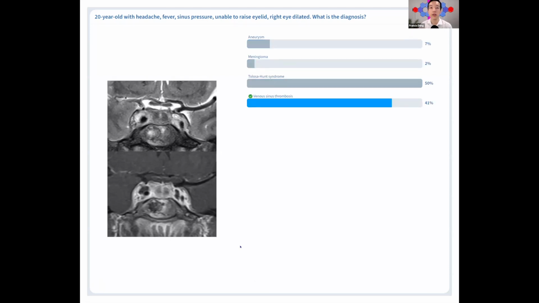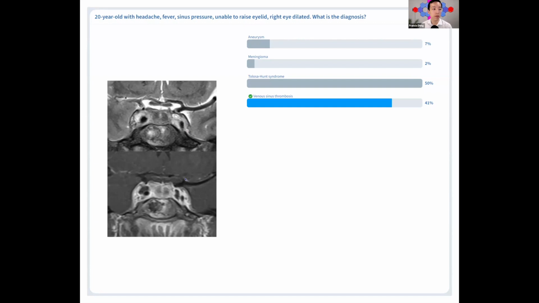Okay, and the correct answer here is venous sinus thrombosis. So what we have here are coronal T2 weighted and coronal T1 post-contrast images through the cavernous sinus. And what we see is an abnormal contour to the cavernous sinus. These are bulging outward, whereas a normal cavernous sinus would have a concave outer contour. And in addition, on the T1 post-contrast image, you see filling defects. So normally cavernous sinus would homogeneously enhance with contrast, whereas there are these filling defects here on the right and on the left as well.